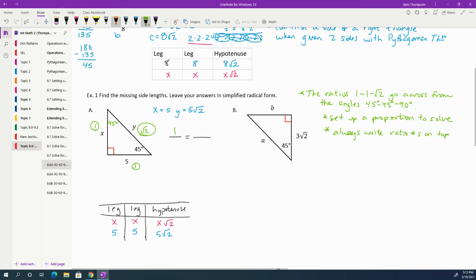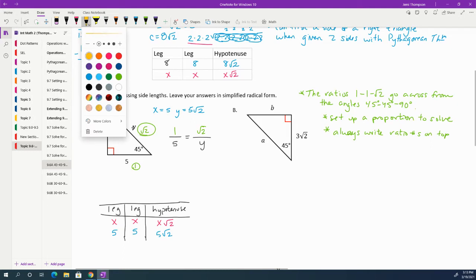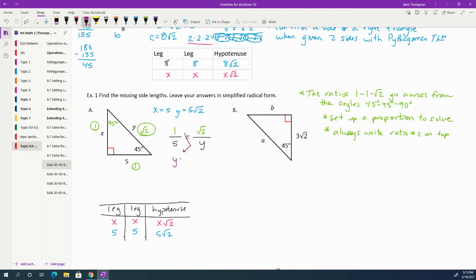So I'm going to put 1, and then I'm going to put the corresponding length underneath it, which is 5. And then let's say I want to solve for y, I would put square root of 2 on top, and then my corresponding length that I'm looking for underneath. Check it out. That says 1 is to 5 as radical 2 is to y. And look, I have a proportion, so I can crisscross multiply and solve. So we do 1 times y gives me y, and then 5 times the square root of 2 is 5 square root of 2.